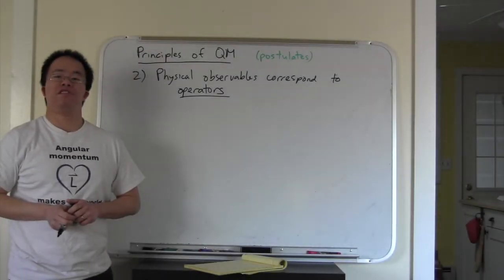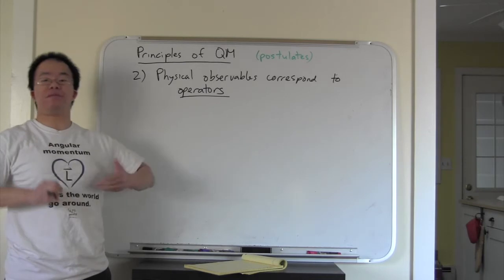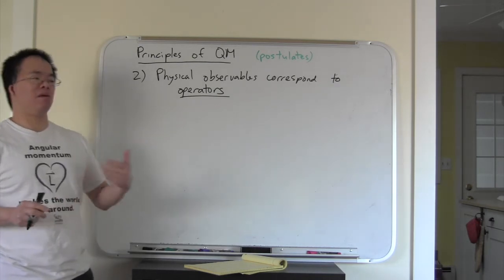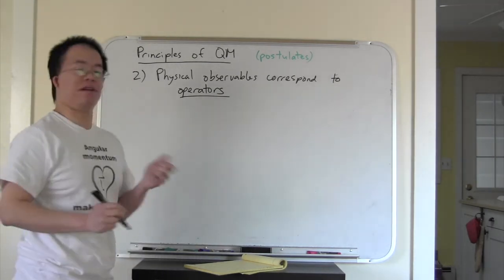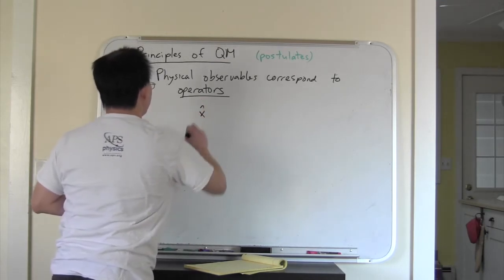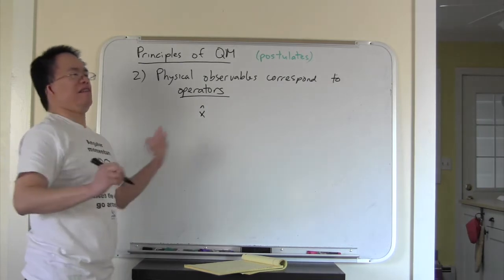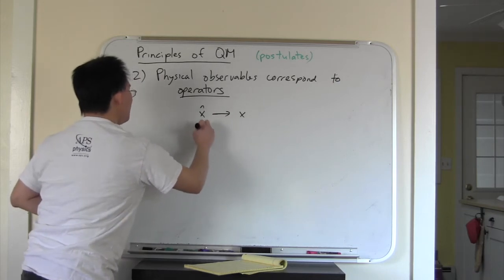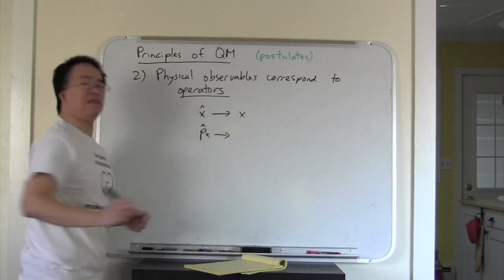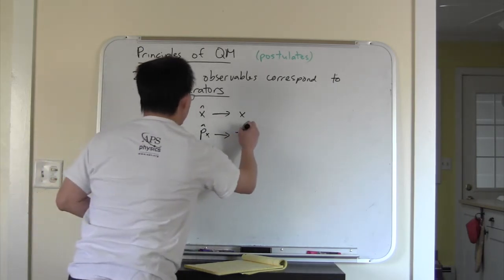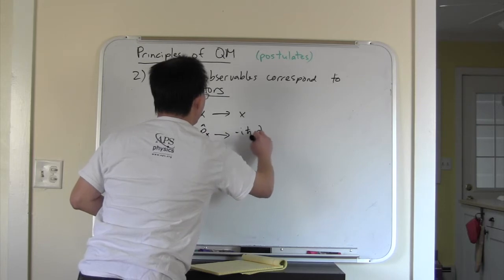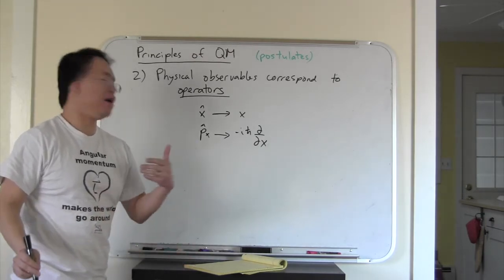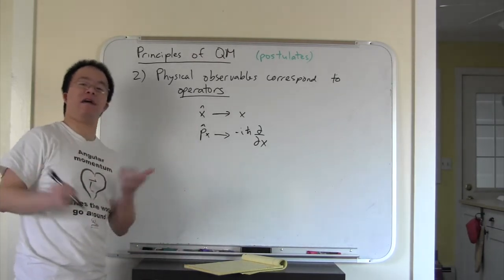Okay. So principle number 2 is that physical observables, so things that you can measure, correspond to operators. So the important ones we've talked about thus far, right? We've talked about position, and the position operator x hat takes the form, and that's what I mean by the arrow here, takes the form x. We learned that the momentum operator takes the form minus i h bar partial x. And then we can also build other operators by combining these in suitable ways or multiplying by constants.